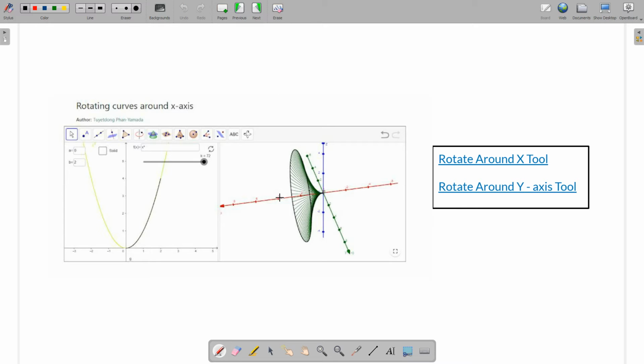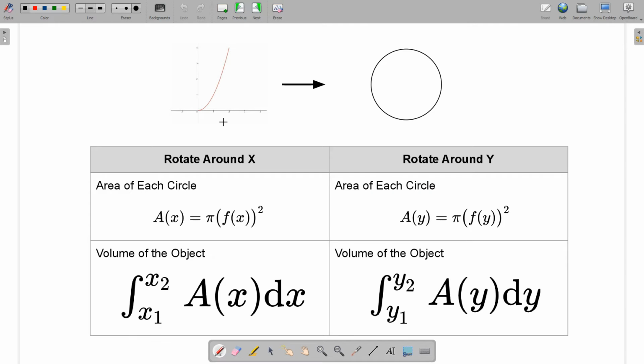And again, this is just a better rendition using GeoGebra. I've linked two tools for you to play around with and look at what it looks like, as you change your domain, and you can even change your function, as you rotate around the x or y plane.